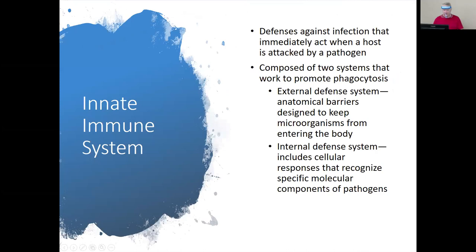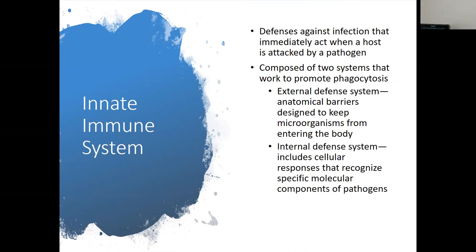And so basically, the innate immune system defenses against infection immediately act when a host is attacked. Composed of two systems: we have external and we have internal. So the external, anatomic barriers. We've got some way to keep it out.